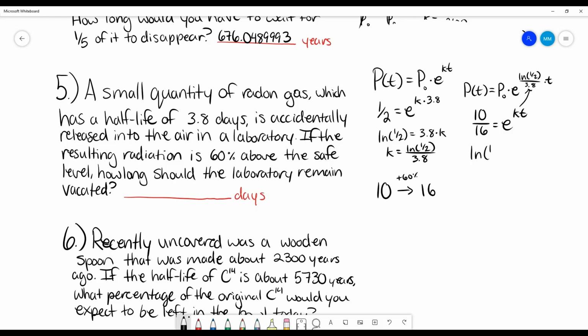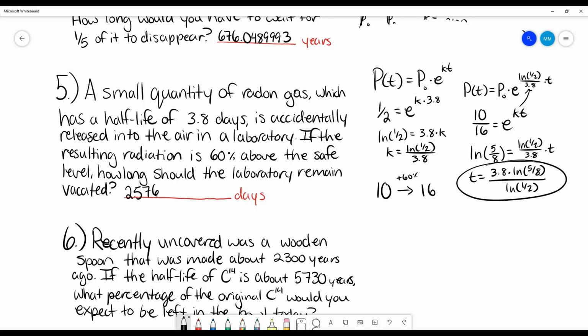So then, once again, solve like usual. And you could reduce that to, I think that reduces to 5/8. This might be a little easier to process. Okay, so then t is going to be 0.8 times the natural log divided by natural log. And whatever this is should be our time. I'm going to plug that into a calculator, just make sure it makes sense. And it says the laboratory should remain vacated for about 2.5 days for it to return to a safe level.